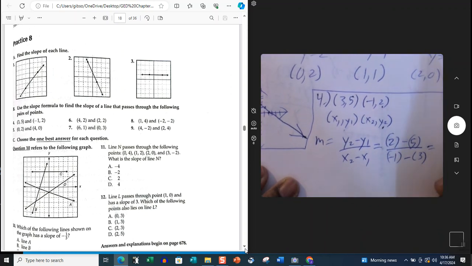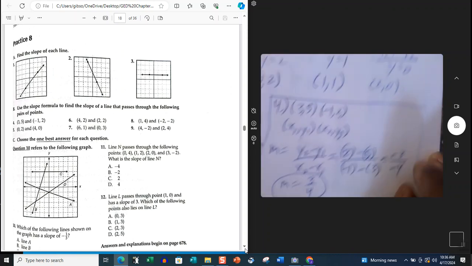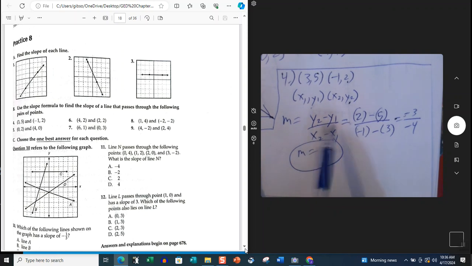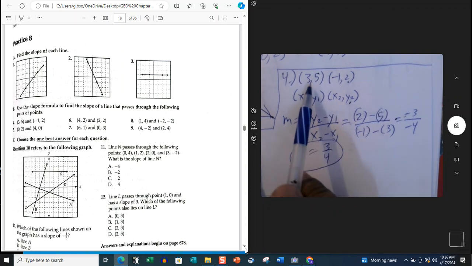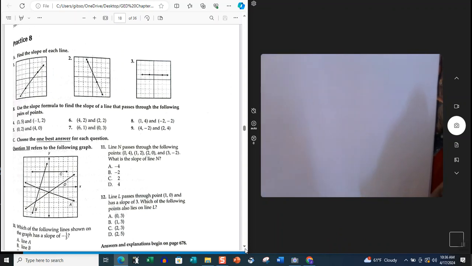Now, we have 2 minus 5, which is negative 3. Negative 1 minus 3 is negative 4. Now we know a negative divided by a negative is positive, so our final answer here, our slope, would be 3/4. So this is how you would do that formula. Remember, these sub numbers just tell you which ordered pair to pull the values from. So your slope here is a positive 3/4. Now we're going to do another problem.